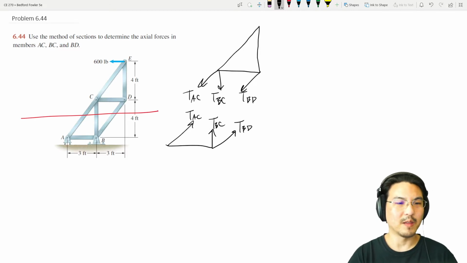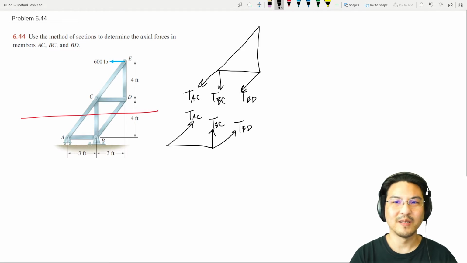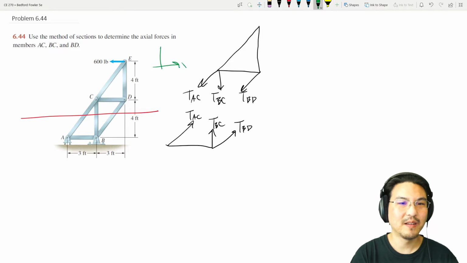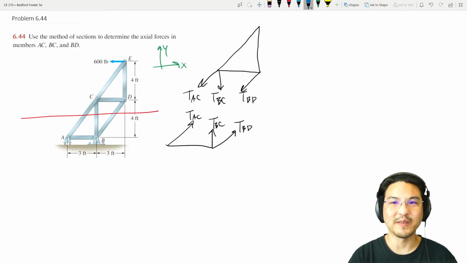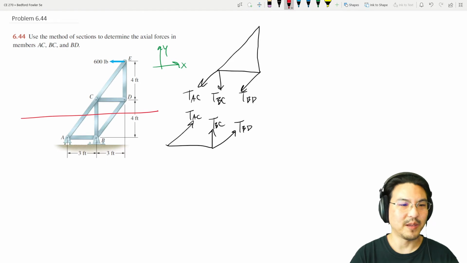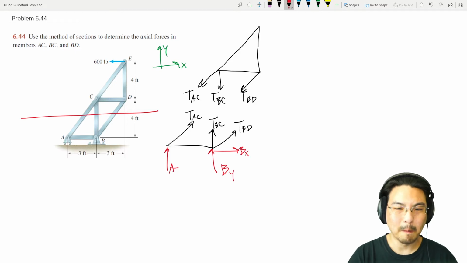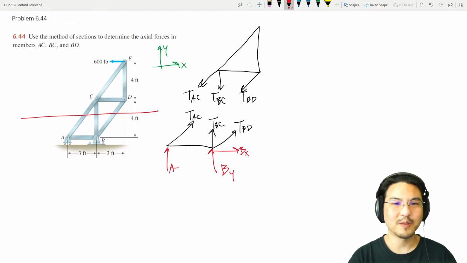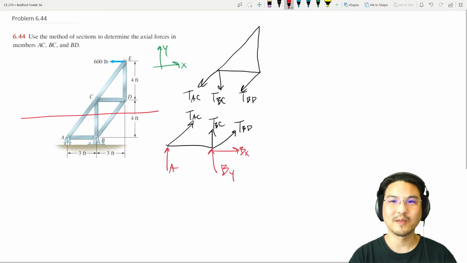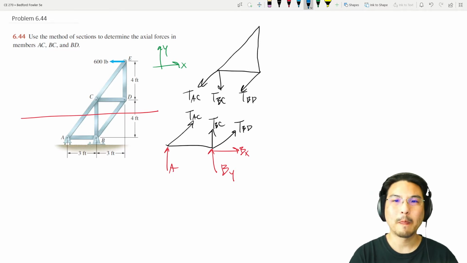Okay, and then the bottom section has, let me pick coordinates, the pin at B here and the roller at A. I'll decompose the reaction at B into components. And then the top section doesn't have any supports, but it does have the 600-pound load up here.